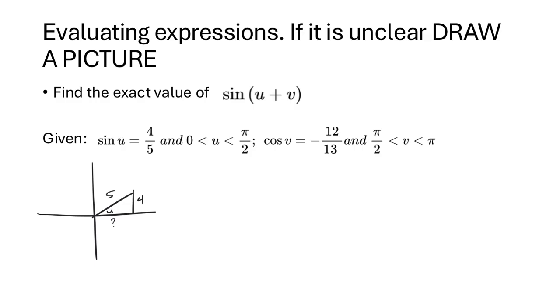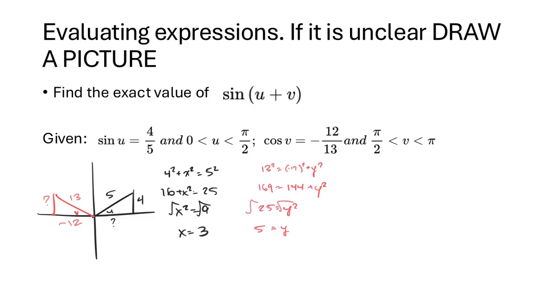And then for this other triangle here for v, there's my v angle. My adjacent side is negative 12, and my hypotenuse is 13. I'm just going to have to find the opposite leg. We may have done these before, and so we'll solve for those missing pieces right now. So what I did was use the Pythagorean theorem. 4 squared plus x squared, I chose this to be x, equals 5 squared, the hypotenuse. And then I solved, and I get x equals 3.